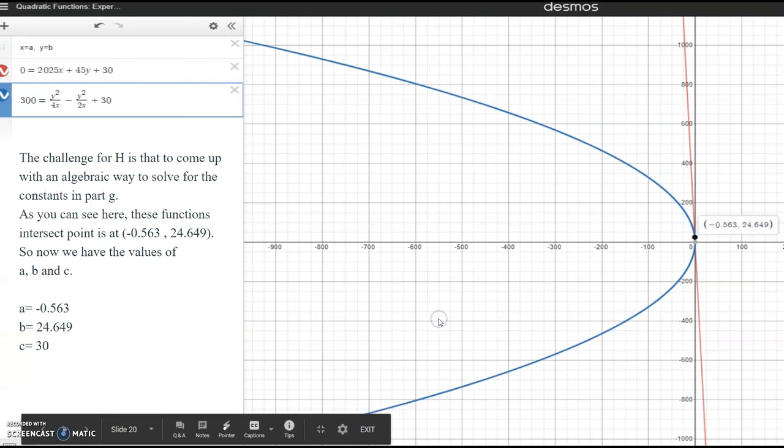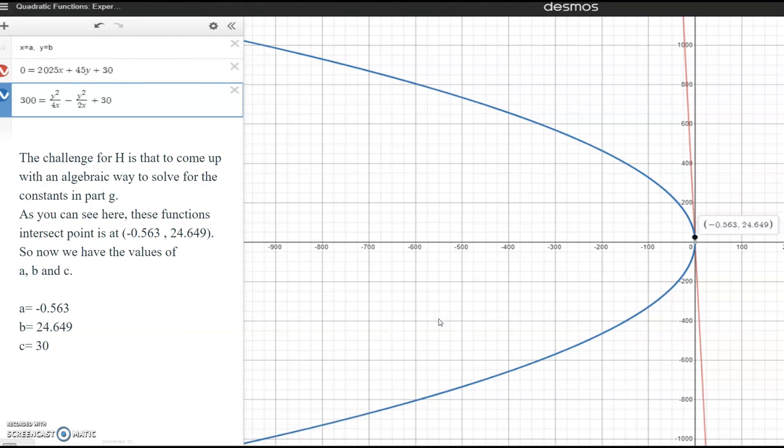Those two equations we need to plug in on the Desmos website. So if x is equal to a and y is equal to b, we just have to plug in the given equations from a while ago. So 0 equals 2025x plus 45y plus 30, and it's represented in the picture on the graph as the red line. And the second equation is 300 equals y squared over 4x minus y squared over 2x plus 30. It's represented by the blue line.